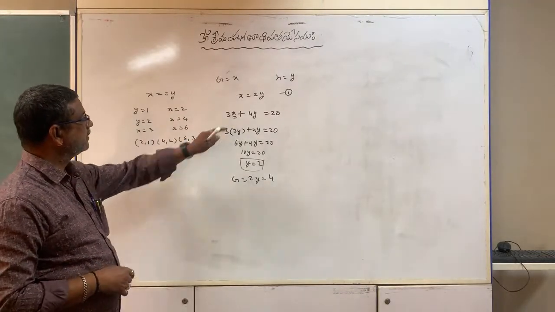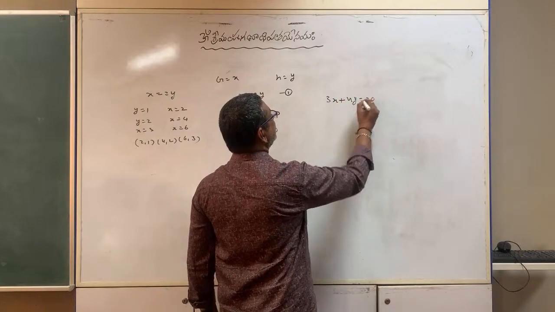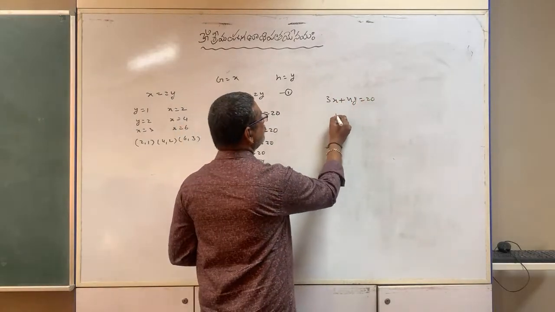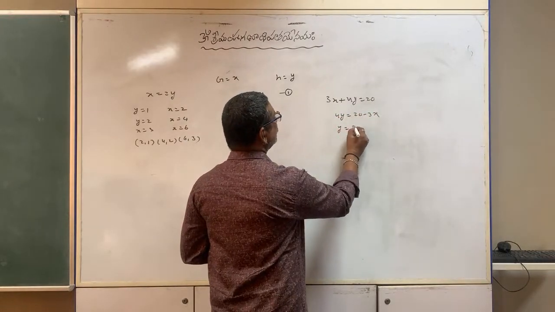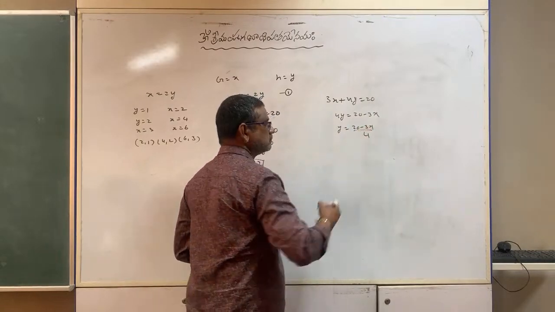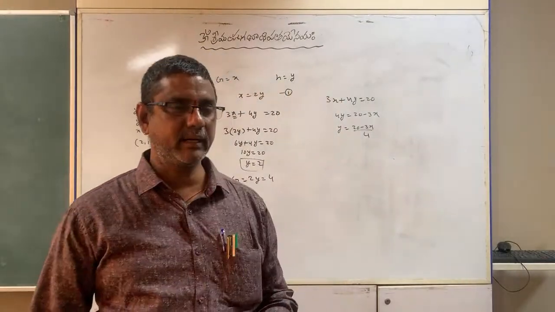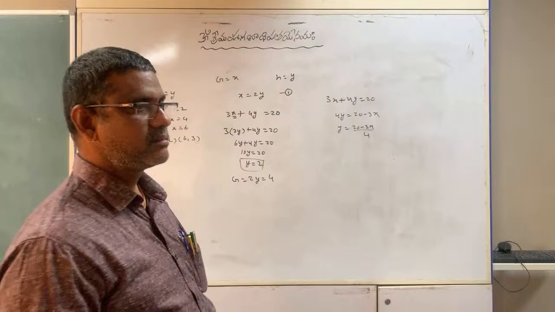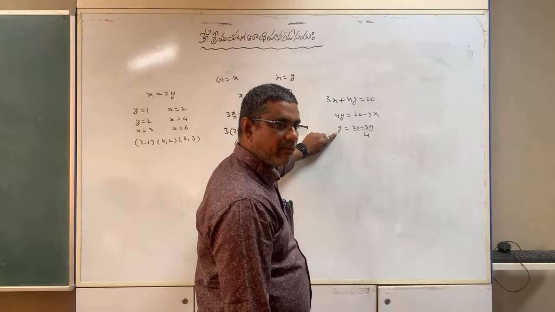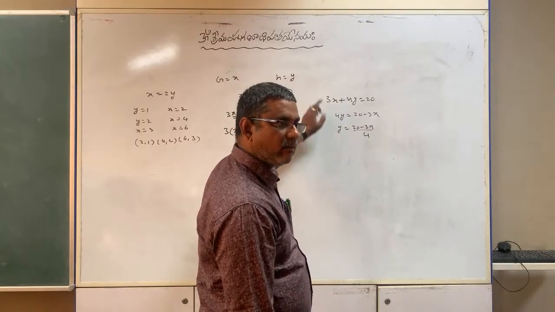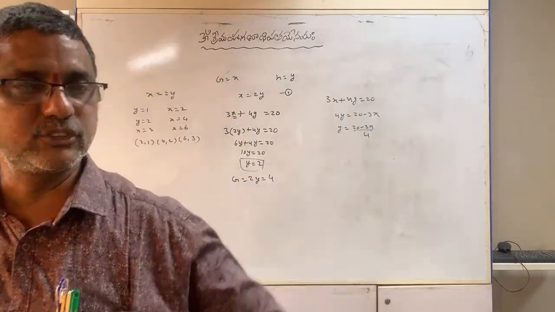Now here, the second situation: 3x plus 4y is equal to 20. 4y is equal to 20 minus 3x. So y is equal to 20 minus 3x by 4. Now, I did this process from the given equation to here. What do we call this process? What do we call that process?